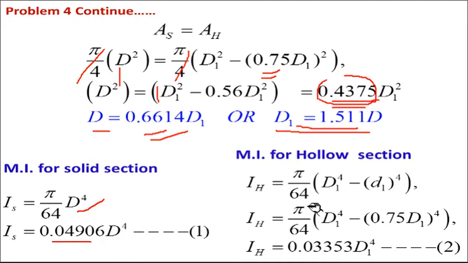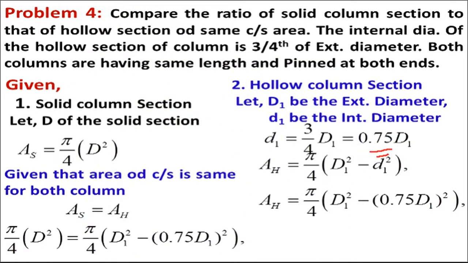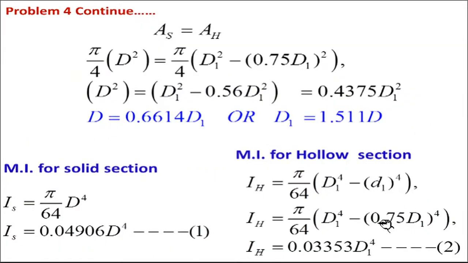The moment of inertia for the hollow section is pi by 64, capital D raised to 4 minus small d raised to 4. So capital D1 will be as it is and small d1 is 0.75 d1, which we know here. Then by putting it, it is 0.75 into d1 raised to 4. So it is pi by 64 into d1 raised to 4 into 1 minus 0.75 raised to 4, and if you do this you will get 0.03353 d1 raised to 4. That will be the moment of inertia of the hollow section.